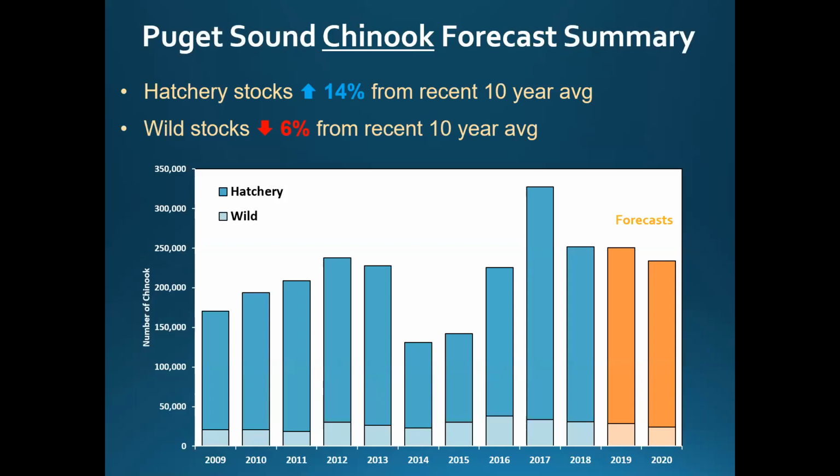David. Thanks, Mark. Yeah, and appreciate everybody for tuning in tonight. Some folks have maybe already seen some of the forecasts if they were present at the North of Falcon 1 public meeting, but I'll just give you a brief overview of where we are forecast-wise. This is a chart here of the last 10 years of forecasts for both hatchery and wild Chinook, and the hatchery stocks are in the dark shaded bars and the wild stocks are in the lighter shaded bars. So overall, hatchery stocks are up about 14% from the most recent 10-year average, while wild stocks are down roughly 6%.